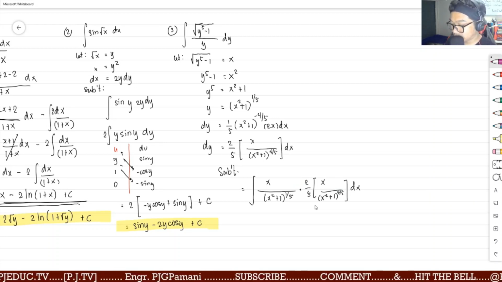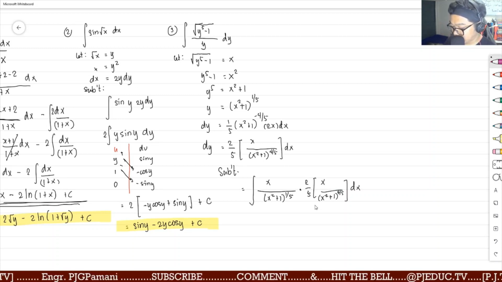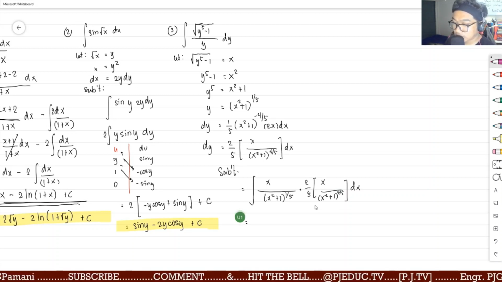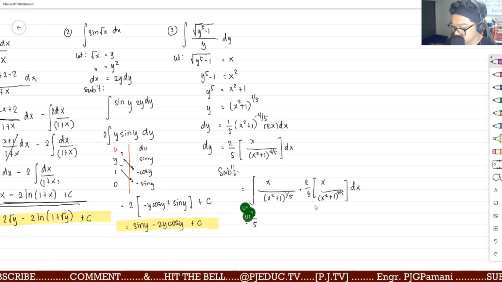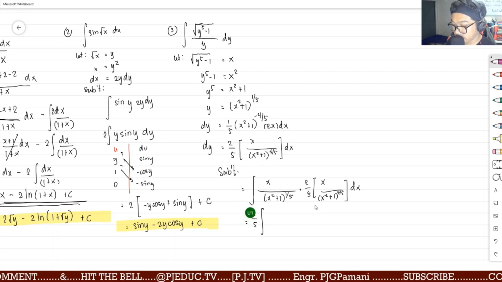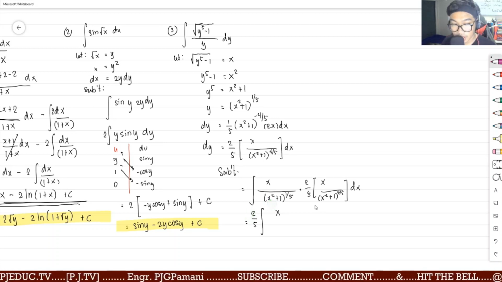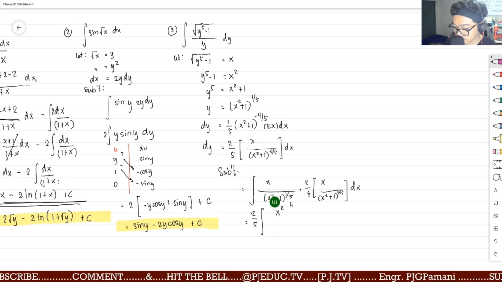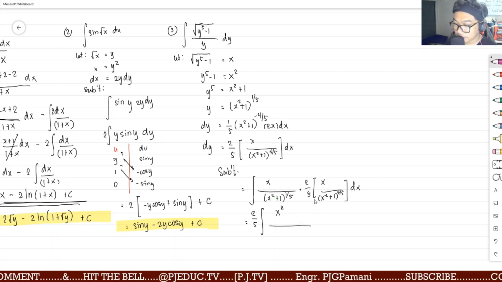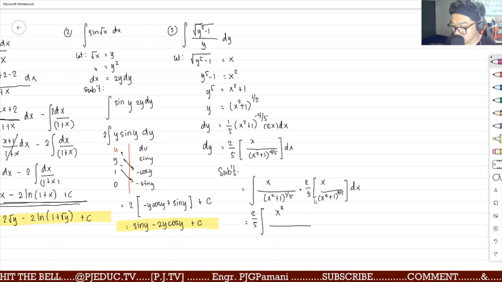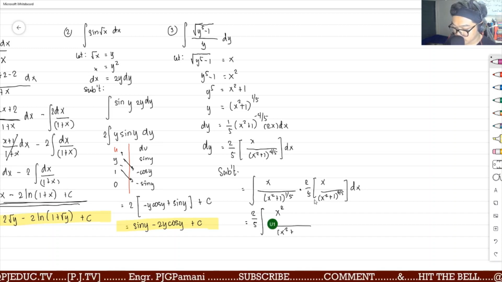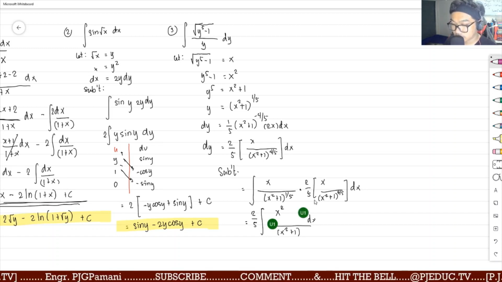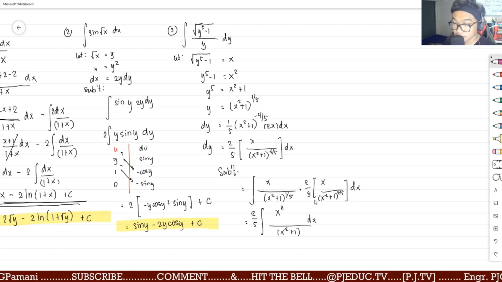Yan yun, di ba? Simplify lang natin yung problem. Labas na natin si constant, which is your 2/5. Integral. Simplify, that is what? X squared. Yung nasa baba, o yung ating denominator is similar terms, so i-add lang natin yung exponent. X squared over x squared plus 1, 1/5 plus 4/5 is simply 1. So x squared plus 1 dx. Okay?